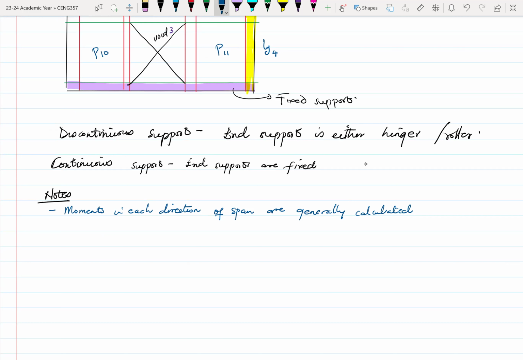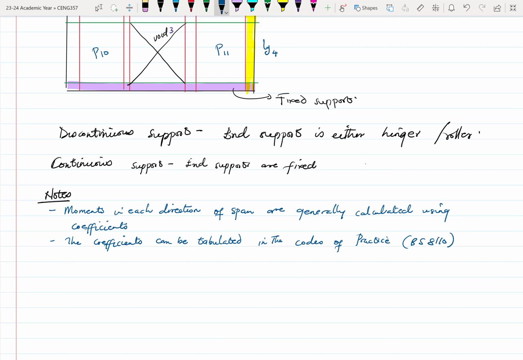So moments in each direction of span are generally calculated using coefficients. Okay, so that's what makes this a bit easy to do. And these coefficients can be tabulated, or they can be found in tables in the course of practice. All right, so in this case, since we're using the BS, this is going to be in the BS 8110. I'll pull them up as we go along and then we'll see what these tables look like.